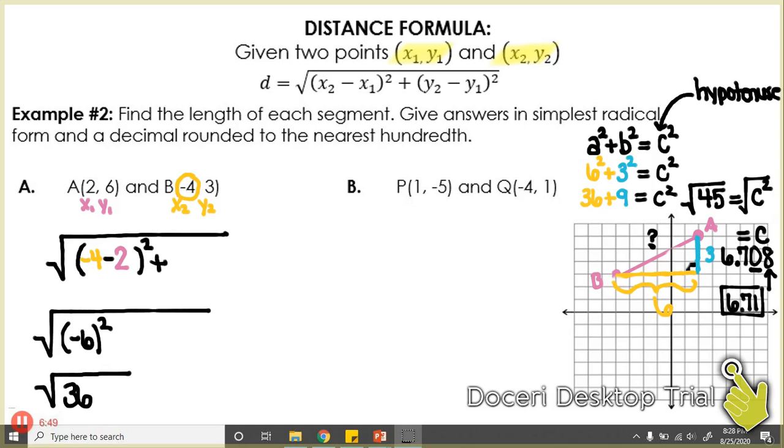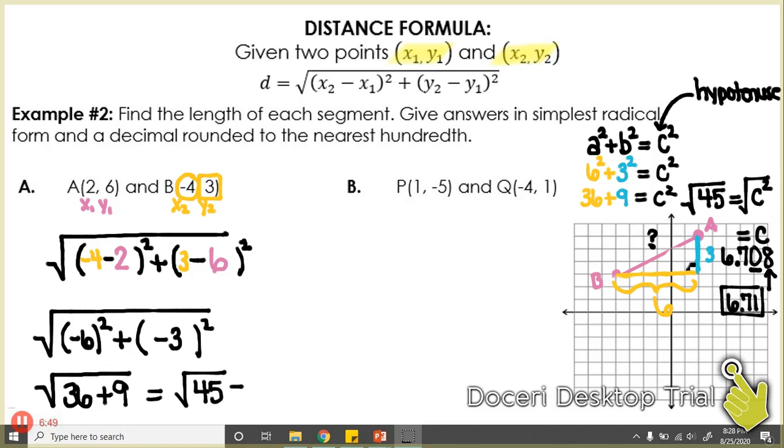Then we do the same thing with our y values. We are finding the distance of the y values. So this time, I should be getting 3 because that's what it was in our triangle. So I start with y2, which is 3, and I subtract my y1, which is 6, and 3 minus 6 is -3. Well, if I square -3, -3 times -3 is 9, and I end up with the same result, which is the square root of 45.